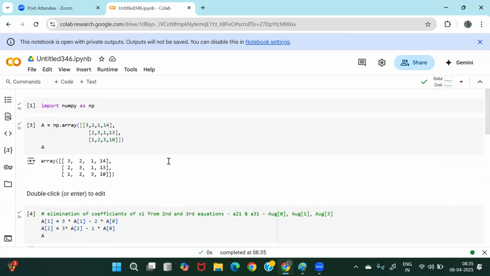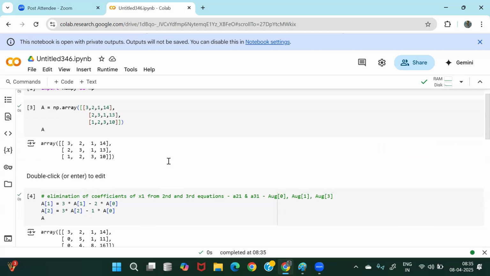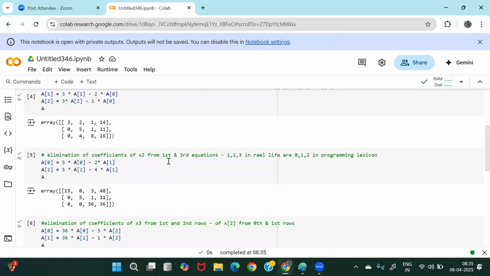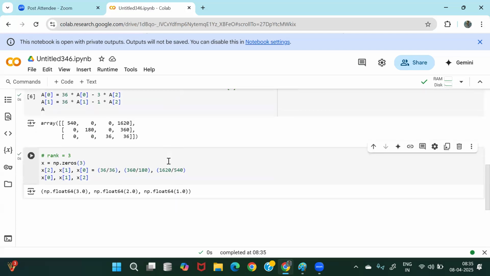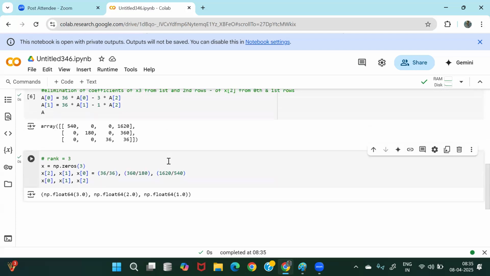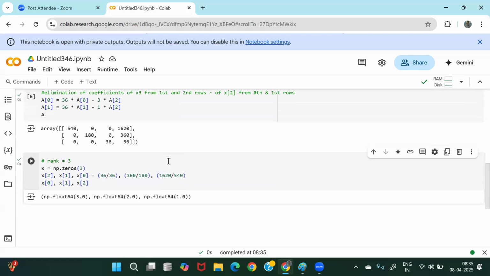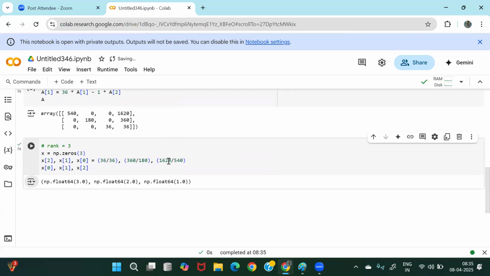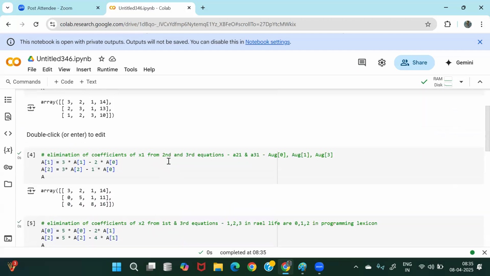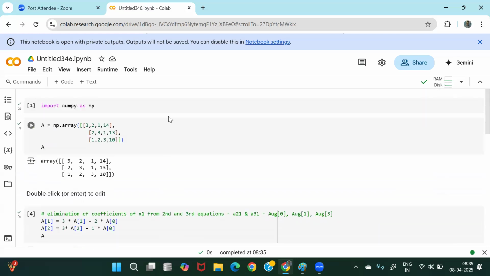Could you understand now? One single method gives you so much in-depth information: echelon form, and then rank, and then solution. Is this fine? Hope you understand it.